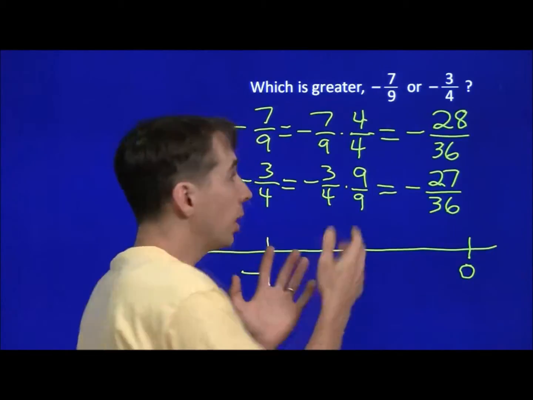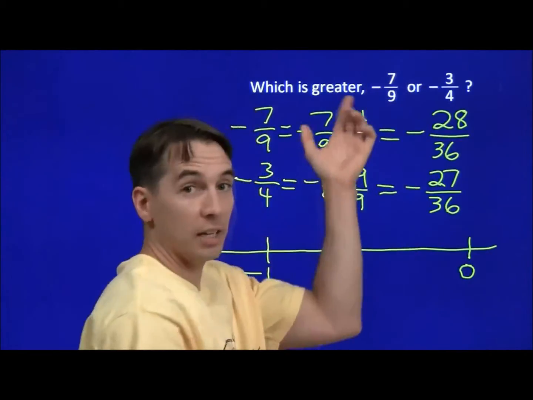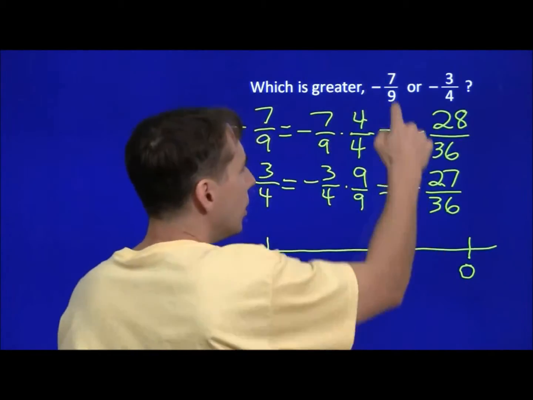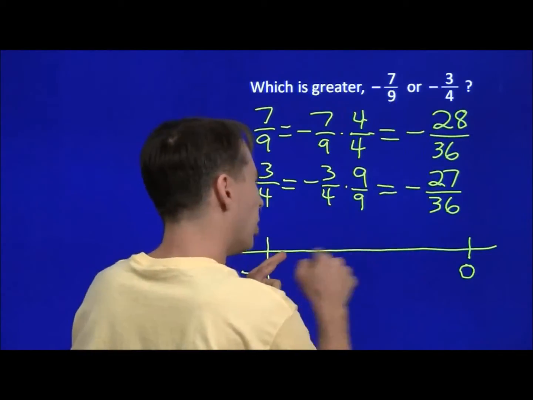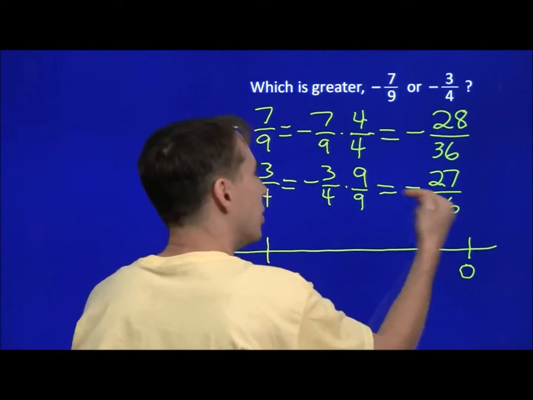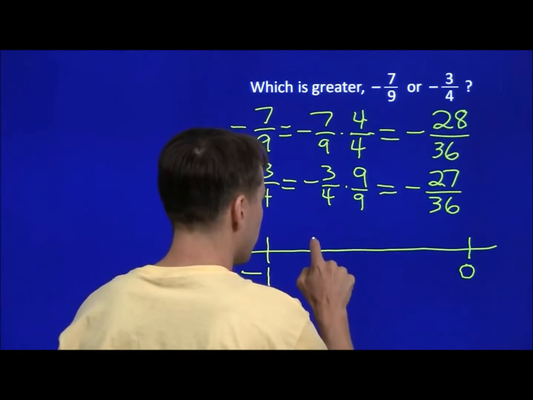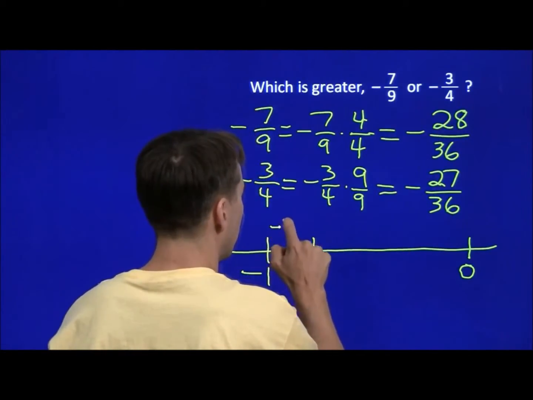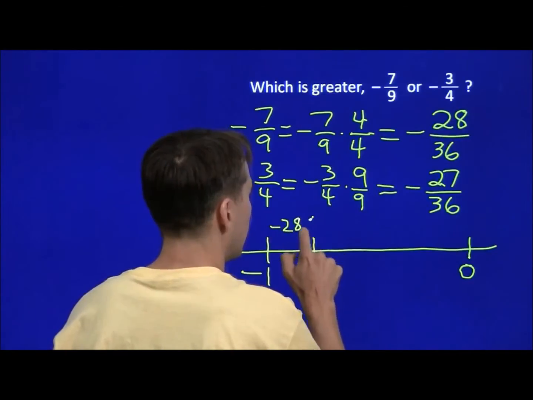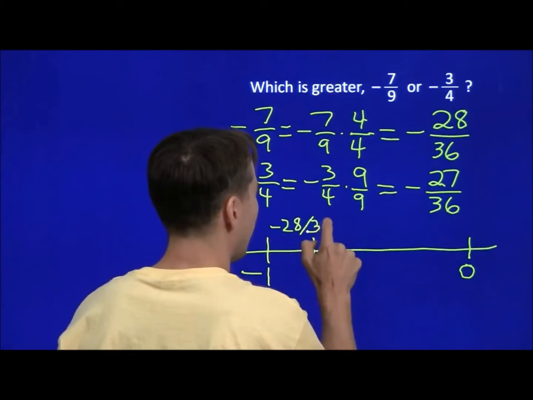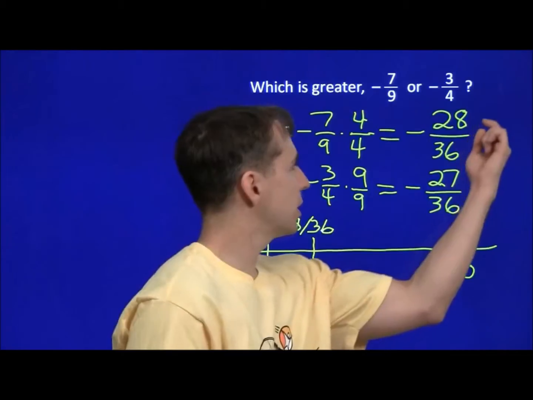Between 0 and negative 1, because I haven't gotten all the way out to negative 9 over 9. That would be negative 1. Negative 7 over 9 is going to be somewhere before we get to negative 1. We're going to go this way. So we'll put the first fraction, negative 28 over 36, say that's right here. Now, where's negative 27 over 36?